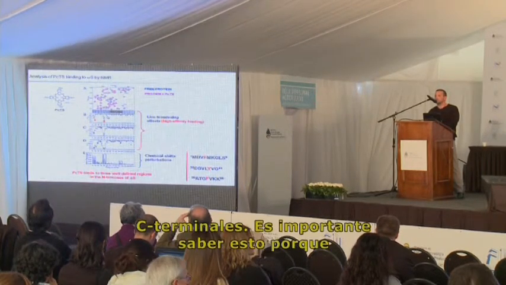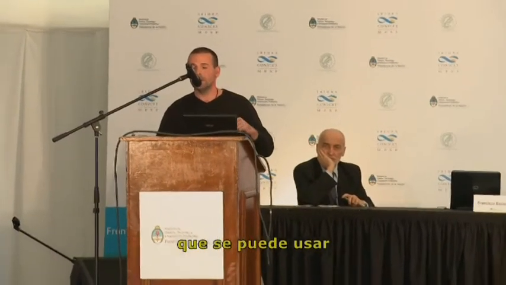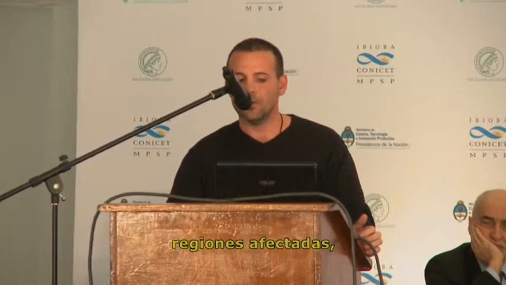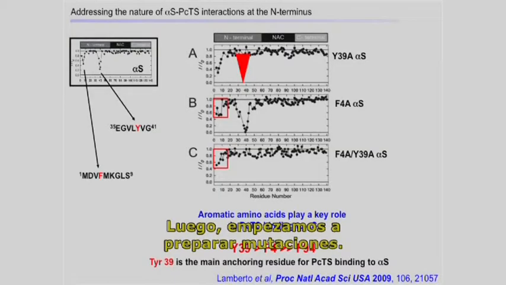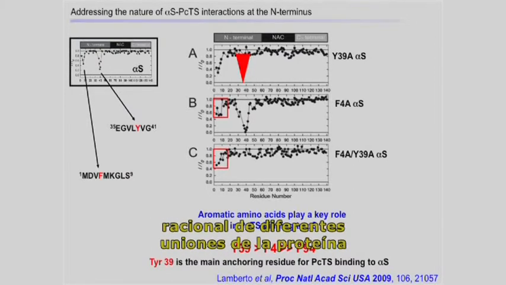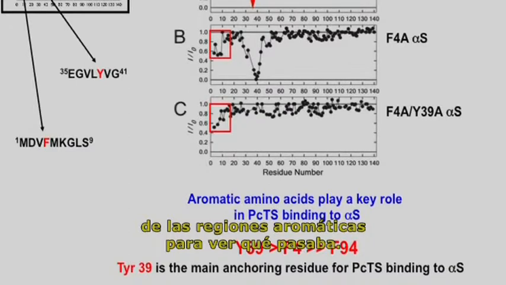So it is very important to know this, because this is very important structural information that has to be, or can be, used to design more efficient amyloid inhibitors. In particular, we noticed that all these affected regions, even also a weakly affected region here, were centered on amino acids with aromatic side chains. Then we started to prepare mutations. We used this information to make a rational design of different variants of the protein, in which we made a point mutation of this aromatic region to see what happened.